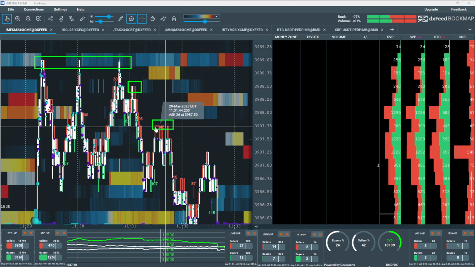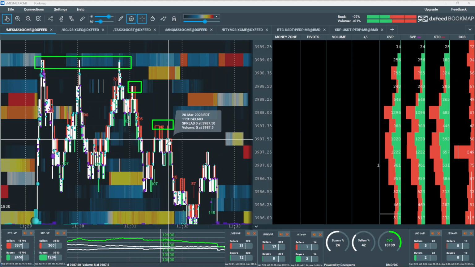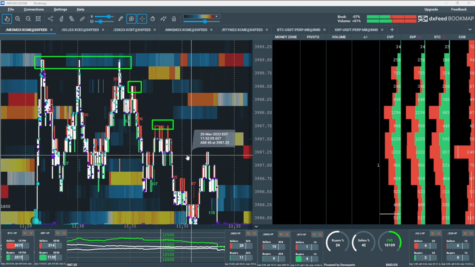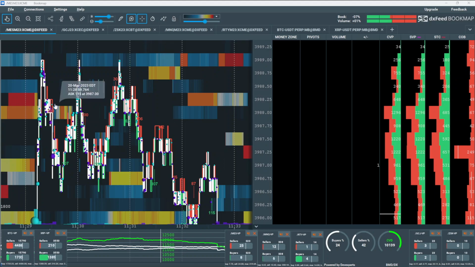As I'm seeing this exhaustion right here, I just entered at 11:32 at 39.8750, and we took that all the way down to, let's see here, let's pull back up trade and view.